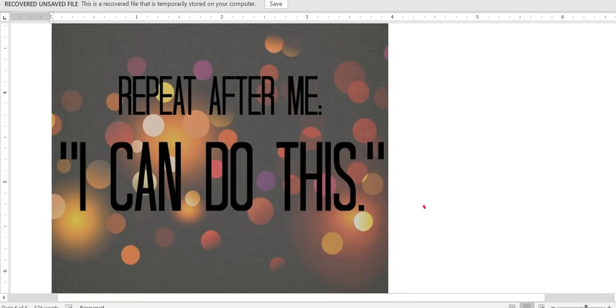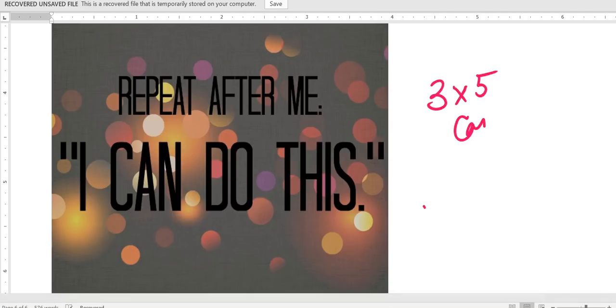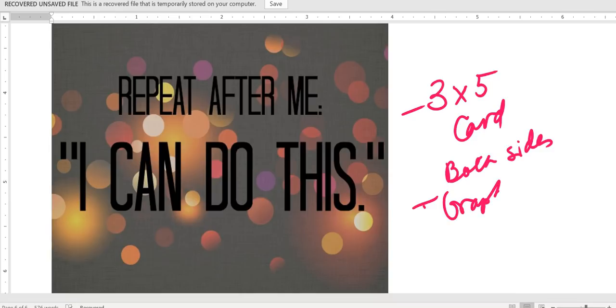So repeat after me. I can do this. Do some more studying. Make sure that you bring your 3x5 card. You can have writing on both sides. That's fine with me. Make sure you bring your graphing calculator. If you don't have one, check one out at your campus. If you don't know, ask the testing center when you go in, ask them where you can check one out, and they'll be able to refer you to the right place.